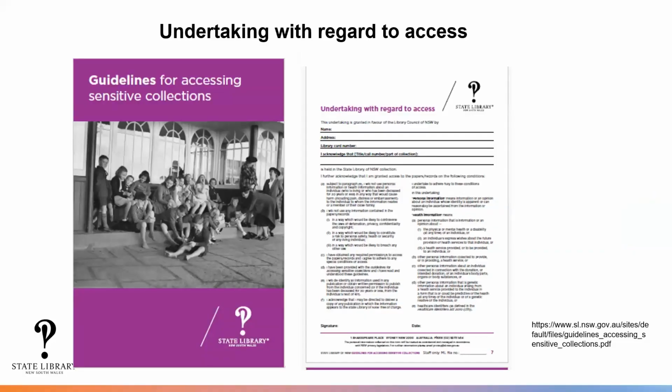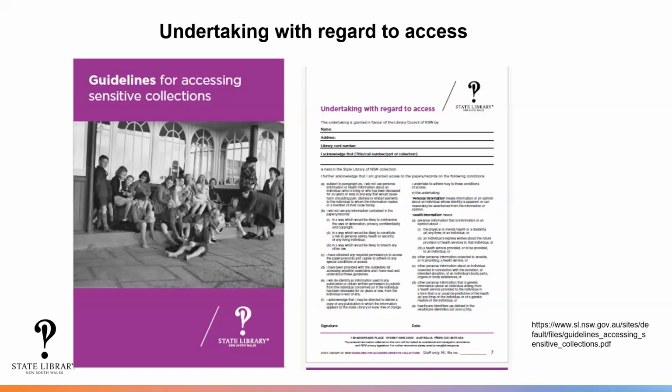The guidelines for accessing sensitive collections, so these are the State Library of New South Wales guidelines, are located within the relevant catalogue records. So in the catalogue record, you'll see a link. You open that link and you can download the whole guide. It's got lots of great information. It also has the form, which is called the undertaking with regard to access, commonly referred to as an undertaking.